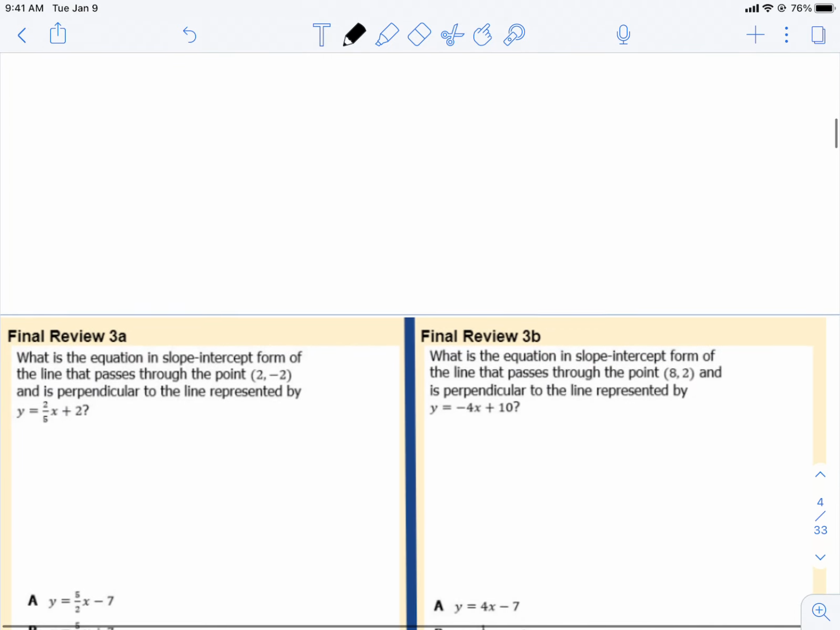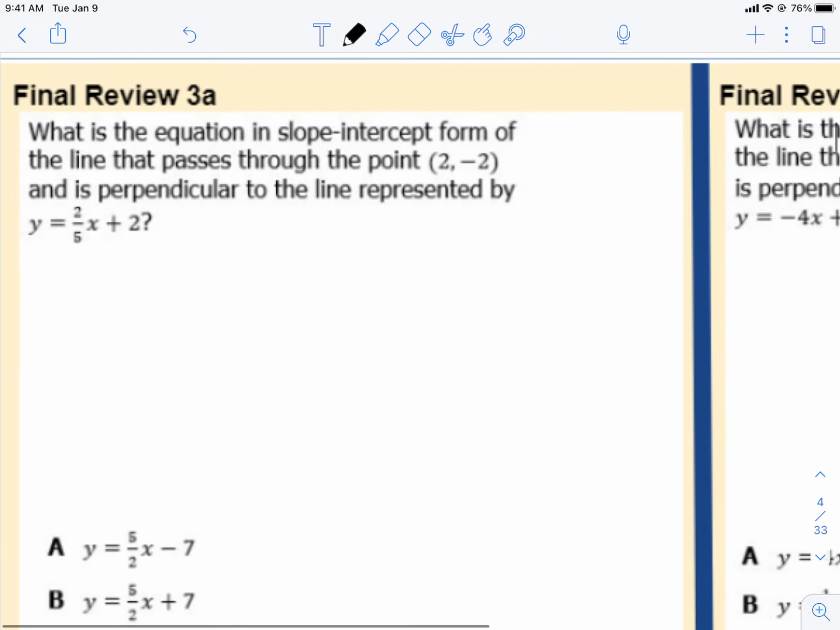Okay. Looking at this next one. What is the equation in slope-intercept form of a line that passes through the point (2, -2) and is perpendicular to the line represented by y equals 2/5 x plus 2? Okay, so we want an equation in slope-intercept form. We're given a point that it has to go through, and we know that it needs to be perpendicular to this slope. Well, first off, the slope of this given line is 2/5.